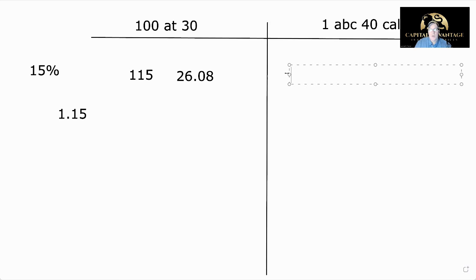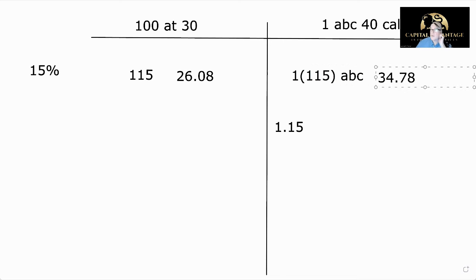Let's do it on the contracts here. So it's still one contract, but now it's going to be worth 115 shares because I do 100 times 1.15, right? Bring that over. And then I'm going to do ABC, and then I'm going to do 40 divided by 1.15 equals 34.78. There we go. That's stock splits and stock dividends. I hope that helps a little bit.